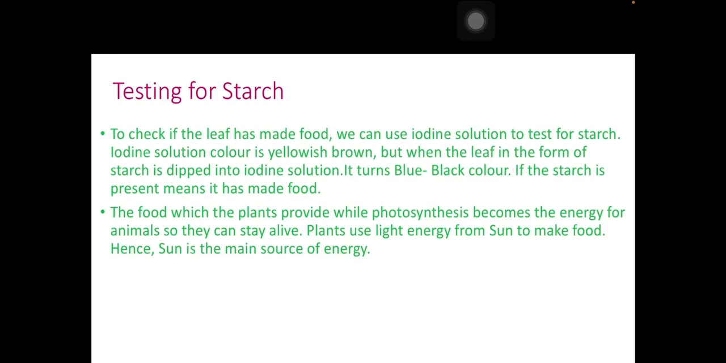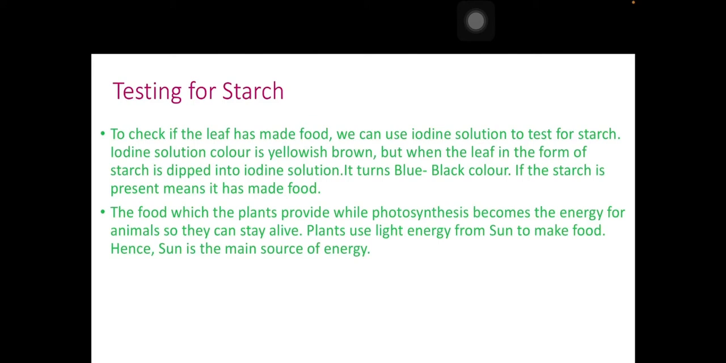So in this, it is telling that if you want to check whether the leaf has made food, you can use iodine solution. When the starch is added to the iodine solution, the color turns into blue-black, and that's how we know that the starch is present in the leaf and the leaf has made food, obviously.